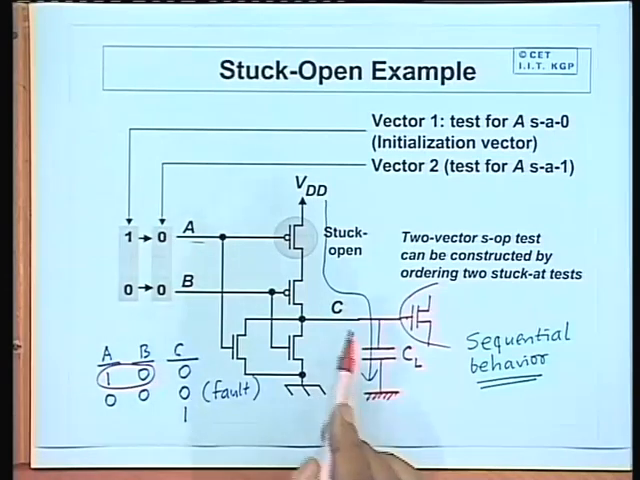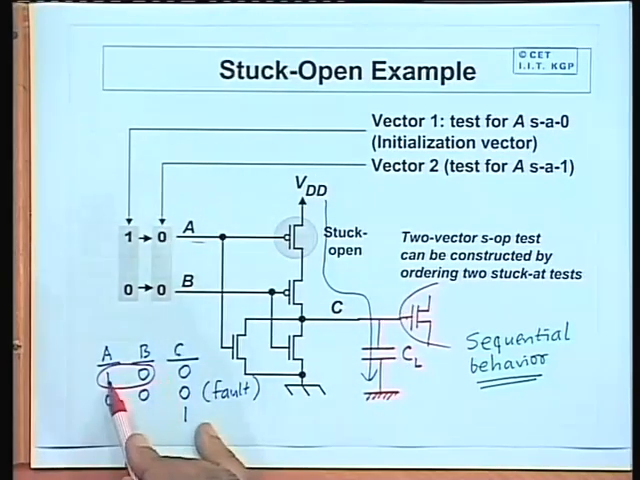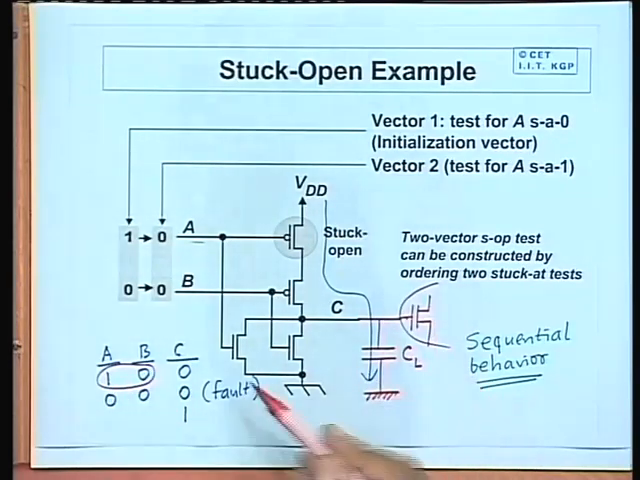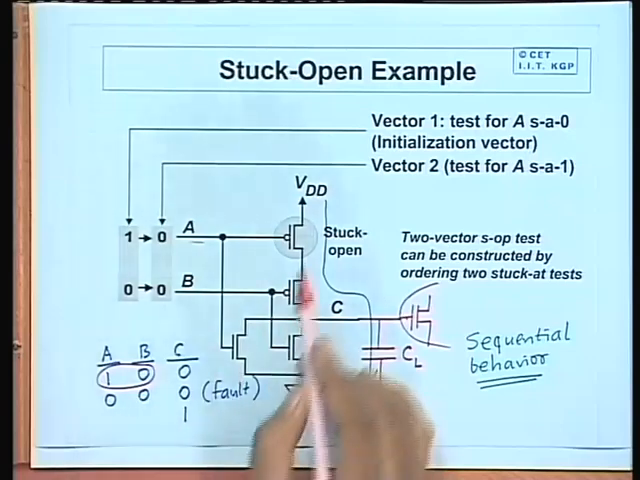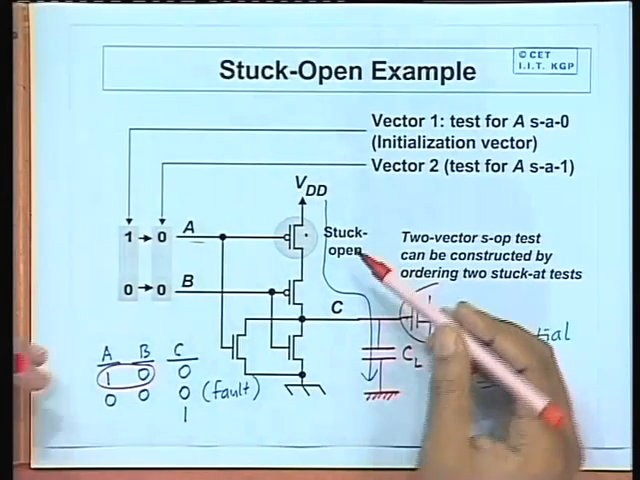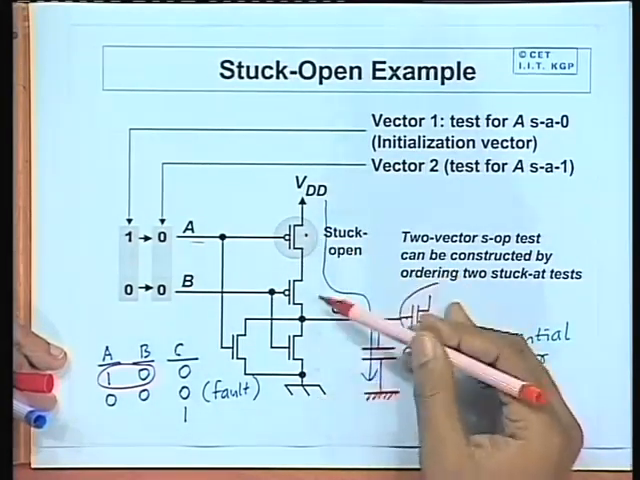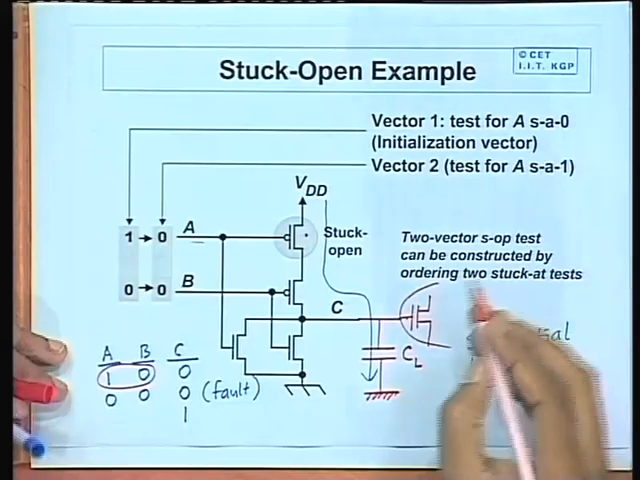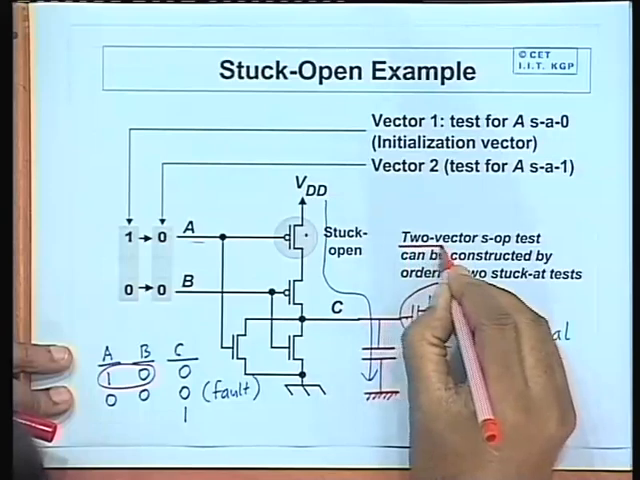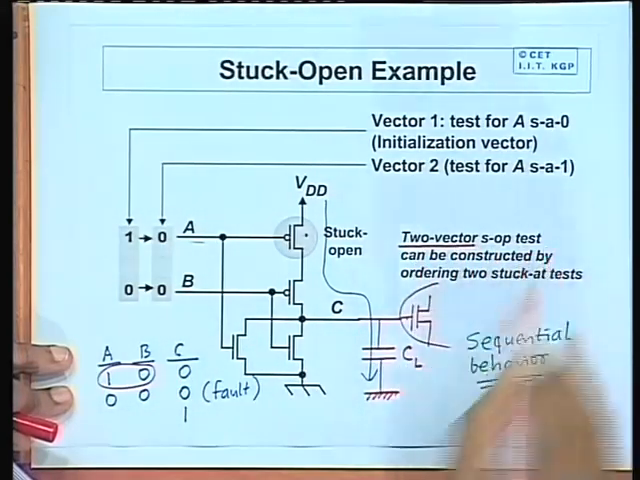So in order to detect the fault, I first set the output to a known state by applying 1 0, or I could apply 1 1 also. Then by applying 0 0, I am exciting this fault. Okay. So this is one example using which I can detect a stuck open fault, but I have to apply two vectors in sequence. This is called a two vectors stuck open test.